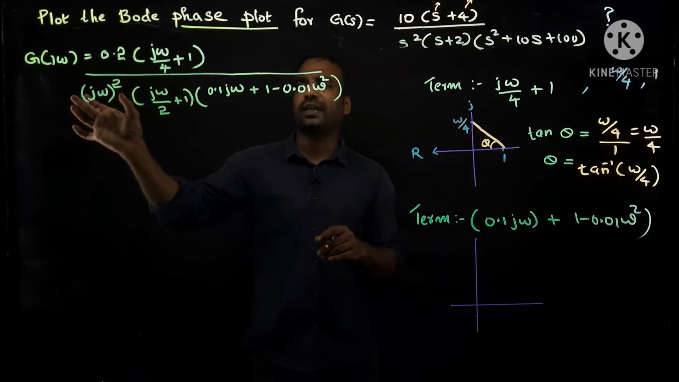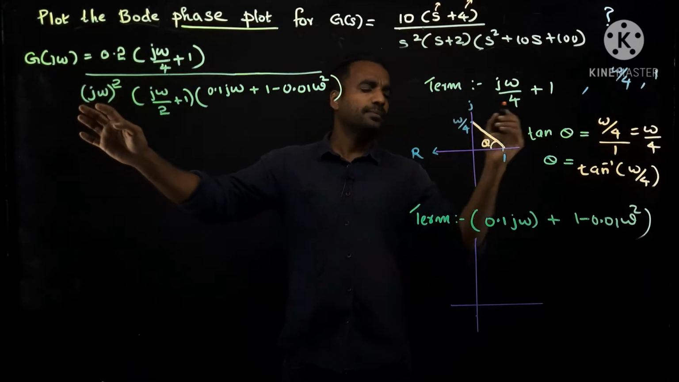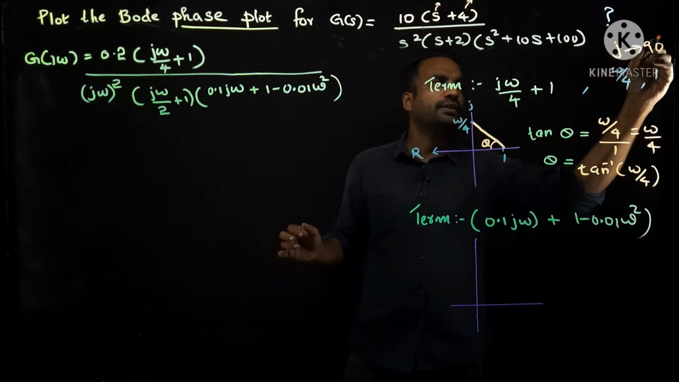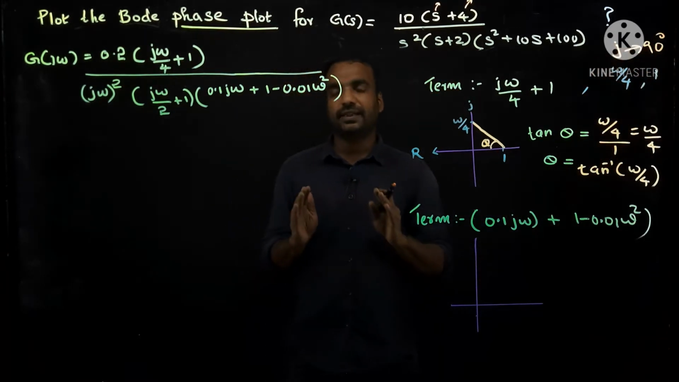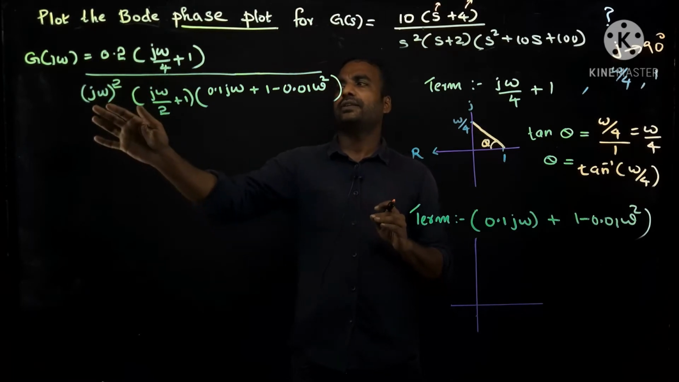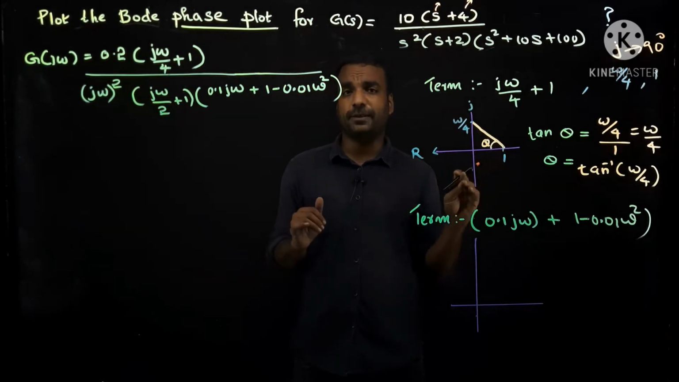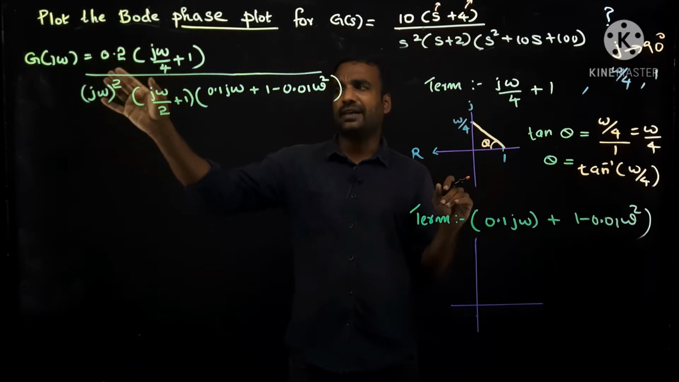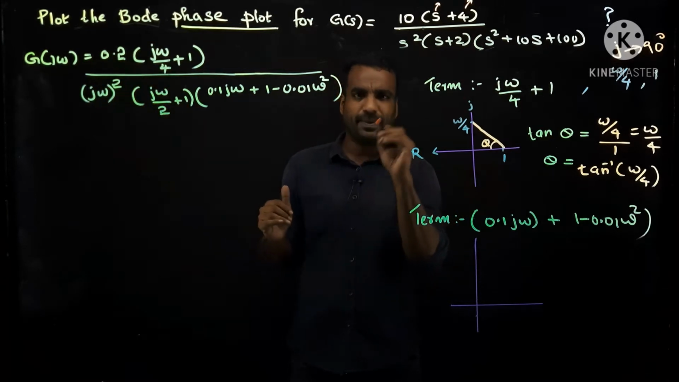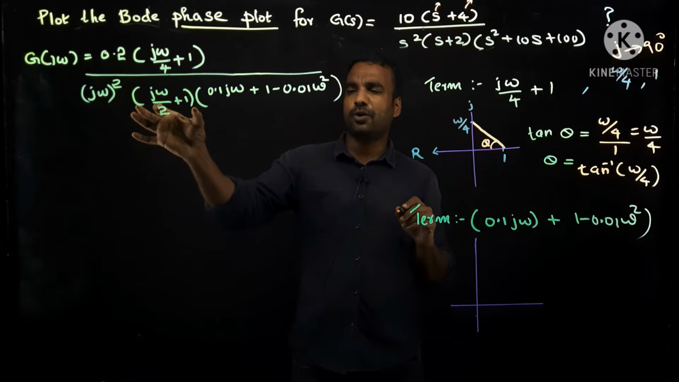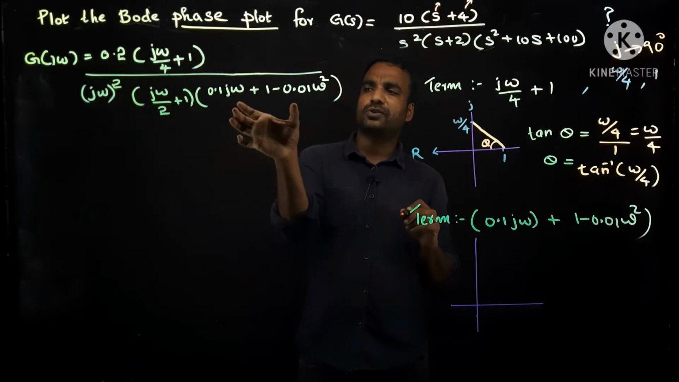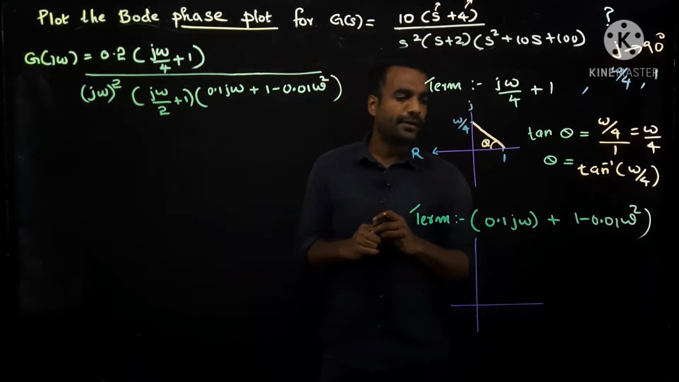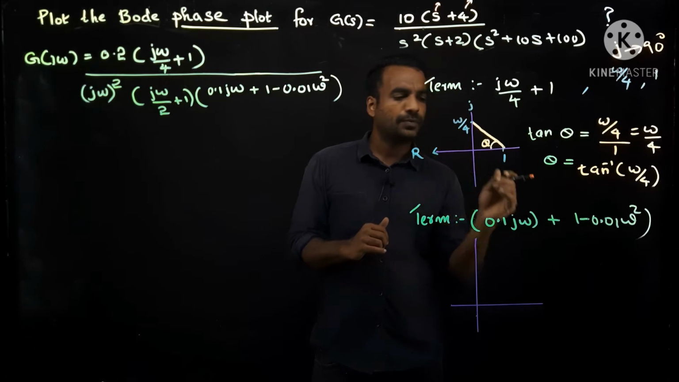What about an s square term or j omega square term? Each j term gives an angle of 90 degrees. So if it is j square, it is 2 into 90, 180. J cube, 3 into 90. Suppose it is in the numerator, it is plus 90. If it is in the denominator, you have to take minus. If this angle is in the denominator, you have to add minus. This is also in the denominator, so you have to add minus. That is the thing you should focus on.